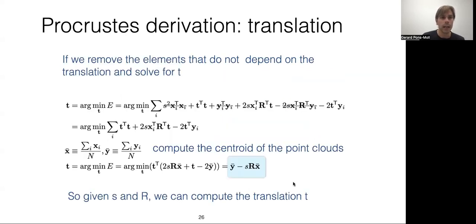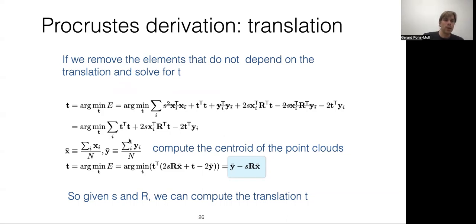Now, if we remove every element that does not depend on the translation and solve for the translation, basically we can ignore these terms because they do not depend on the translation. So I have the arg min over t, and I have this expression here. What kind of expression is this? With respect to t, it's again quadratic, because we have this t transpose t, and then these other terms.